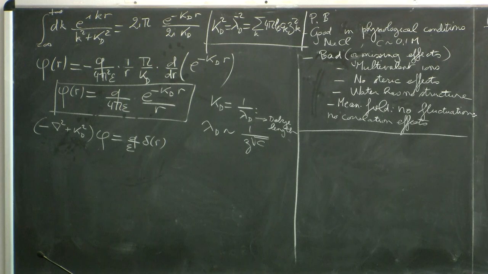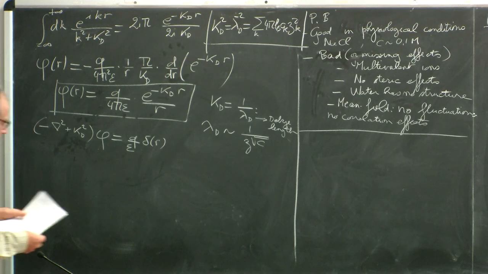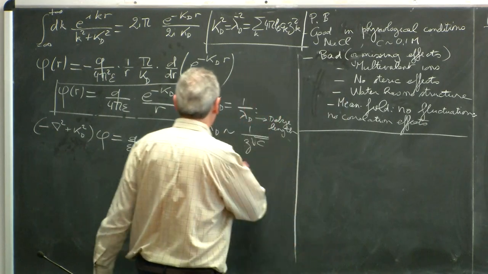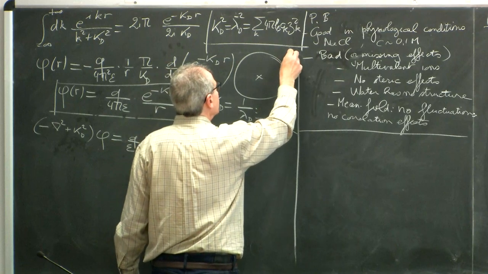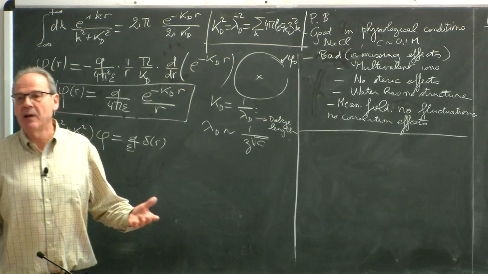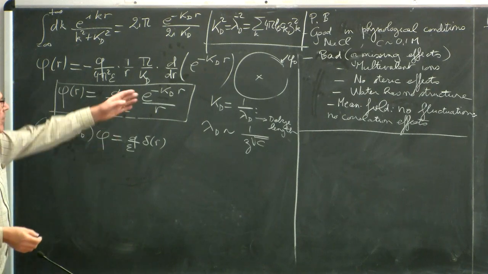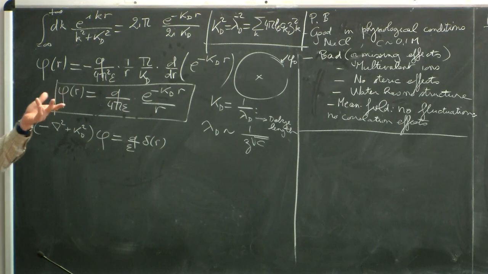So for a problem at hand, you solve this linear equation for that particular boundary condition. For instance, this was in free space, but if you have a charge here and you impose phi zero on the surface, then you have to solve with this boundary condition. Here the boundary condition is implicit, because when you take the Fourier transform, you implicitly assume that the function goes to zero at infinity, otherwise you cannot make a Fourier transform. So solving by Fourier transform implicitly implies that phi goes to zero at infinity.